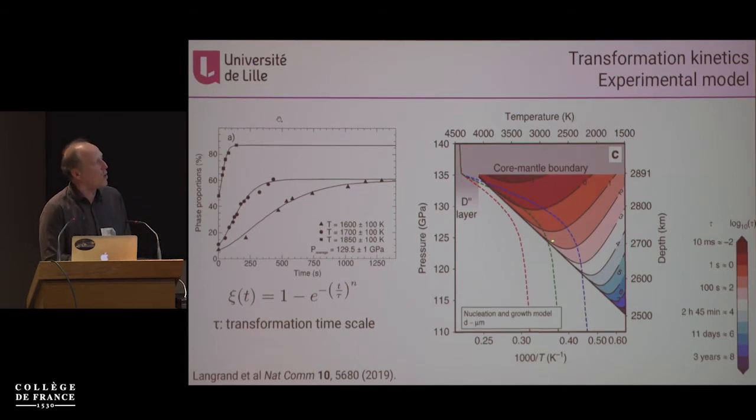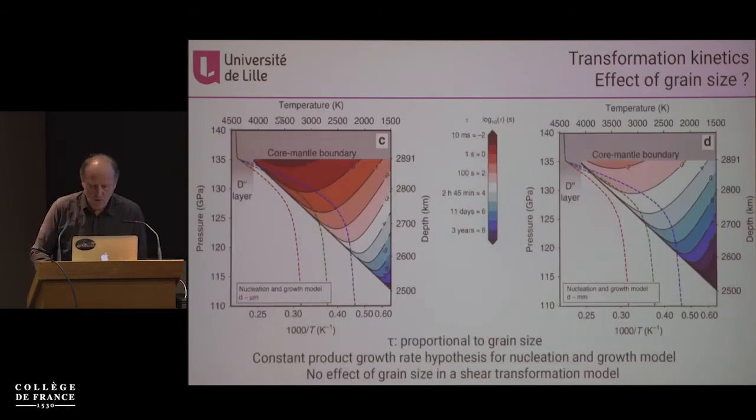If you are on a warmer geotherm around here, you will hit the transformation between Bridgmanite and post-perovskite, and it will take you on the order of 100 seconds. And if it's warmer, it can be even faster, 1 second or less. So it's very sensitive to temperature. It's also sensitive to pressure. Now, this is based on experimental results.